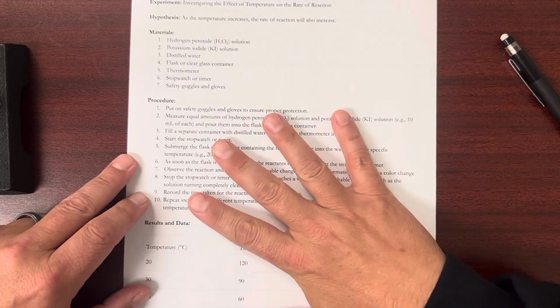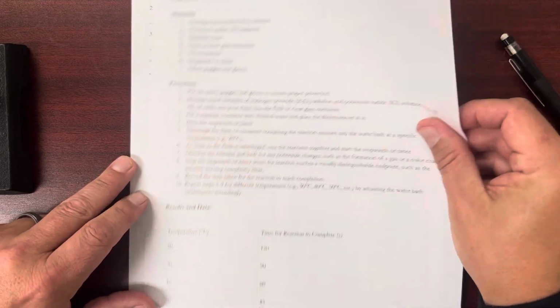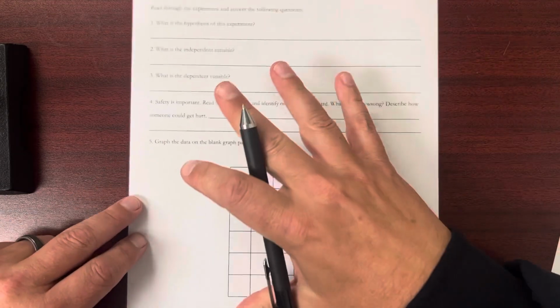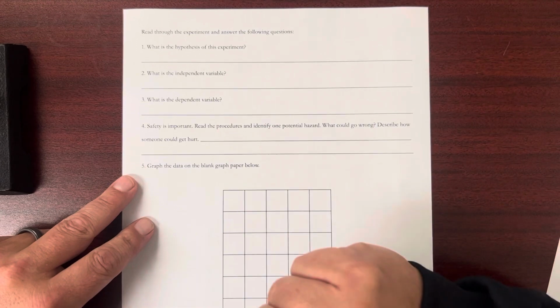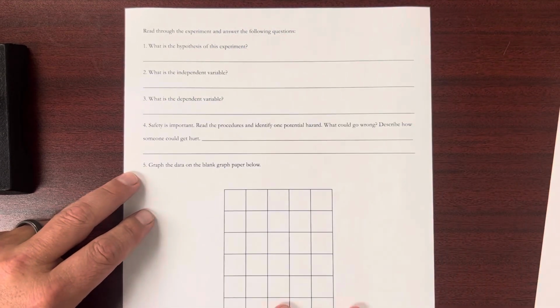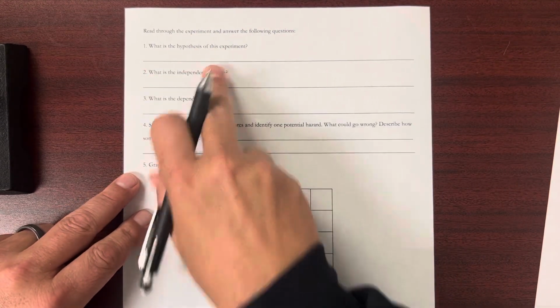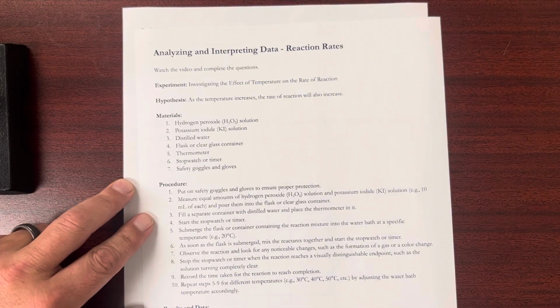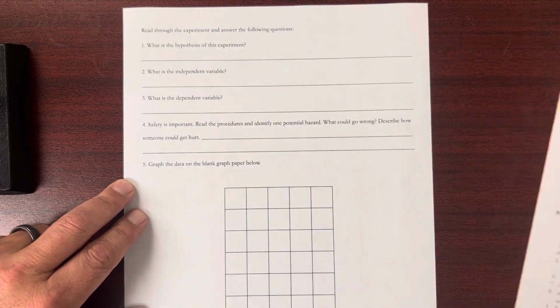So this is your information page. Your paper that you're actually going to be working on is the second page. And you're just gonna run through each of these. So what is the hypothesis of the experiment? Well, that's pretty easy to find. It's even labeled the hypothesis.